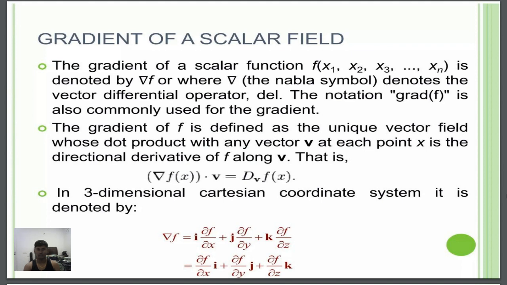The gradient of f is defined as the unique vector field whose dot product with any vector v at each point x is the directional derivative of f along v. That is, del f of x dot v is equal to Dv of f of x. In the three-dimensional Cartesian coordinate system, it is denoted by the following.